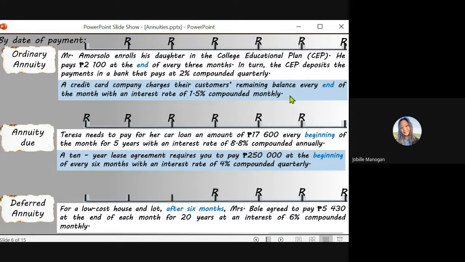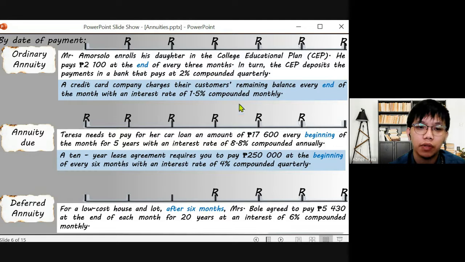Okay, so we have here mga customers na may utang or have remaining balance, pinababayad nila every end of the payment interval. And the payment interval here is every month. So ibig sabihin every end of the month, nagbabayad yung mga customers. So that falls under ordinary annuity. So let's proceed naman dito sa ating annuity due. Okay, pakibasa, Miss Alera.